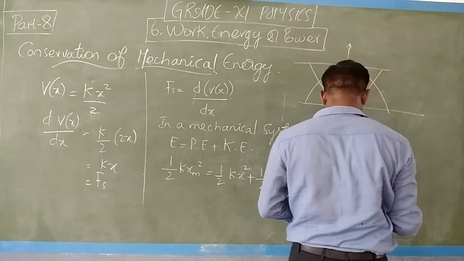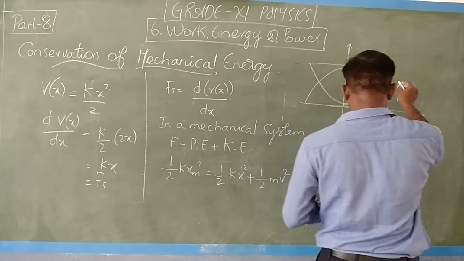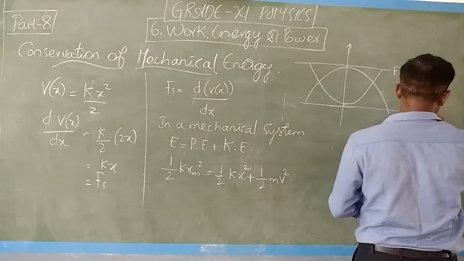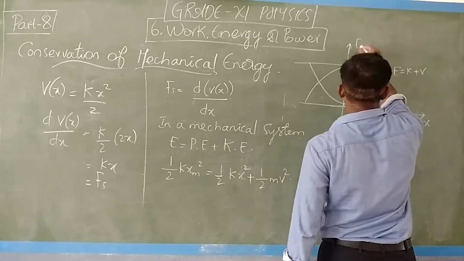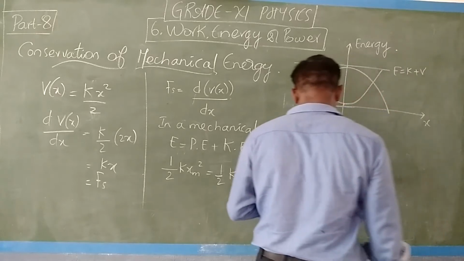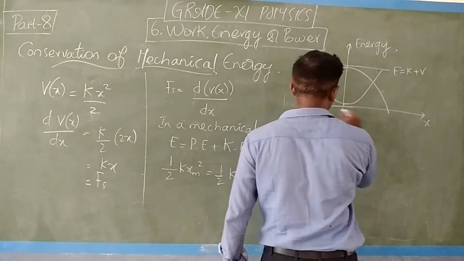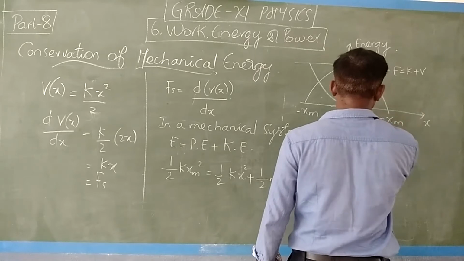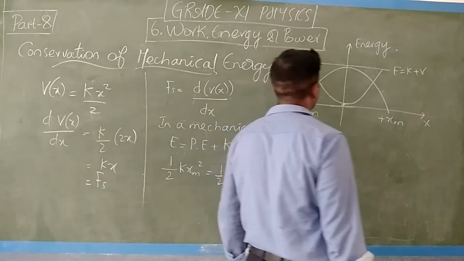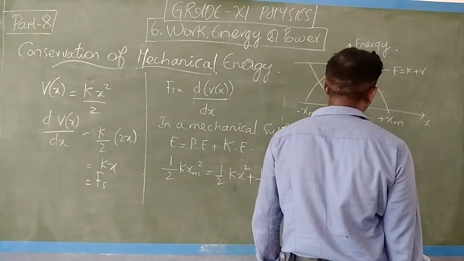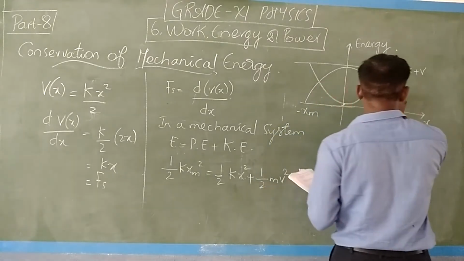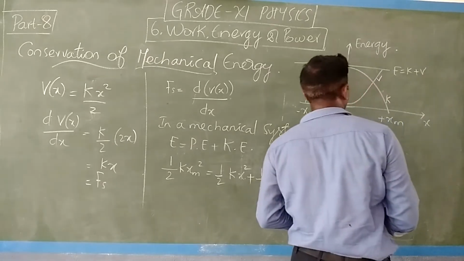So this is the energy, E equal to K plus V. So this is energy. So minus xm, plus xm. So this is K and this is V.